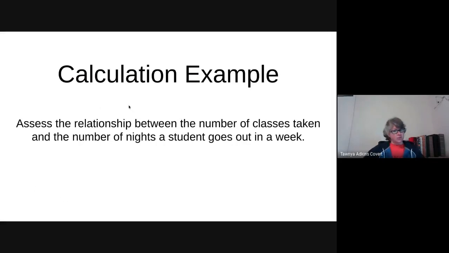So let's do a calculation example. We want to look at the relationship between the number of classes taken by a student and the number of nights a student goes out in a week. Now, if we hypothesize about this, we probably think that students who take more classes are going to go out less, right? That would make sense, right? You're going to be too busy. You're going to have more homework. You're going to have a greater workload. So you're probably not going to go out as many times a week socially.